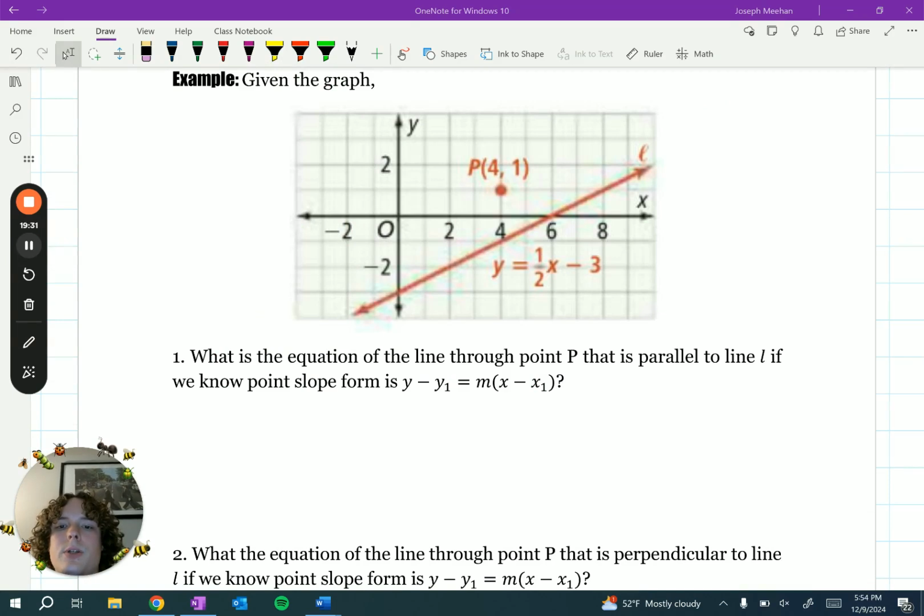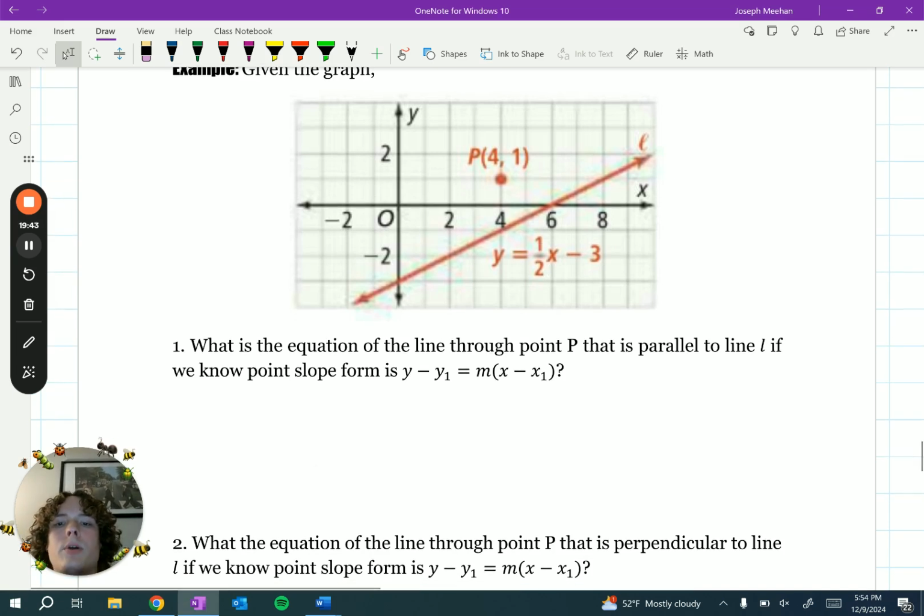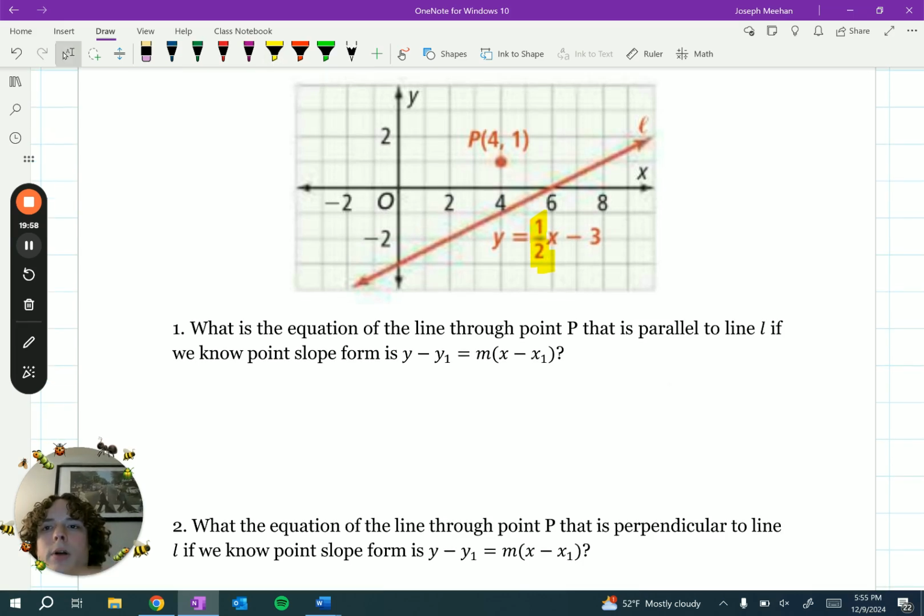All right, so given the graph, it says what is the equation of the line through point P that is parallel to line L if we know point slope form is y minus y1 equals m times x minus x1. Point slope form is really easy. All you need is one point and one slope. It gives us point P, and it tells us that it's going to be parallel to line L. And we know the slope of line L is 1/2. It tells us that in the equation.